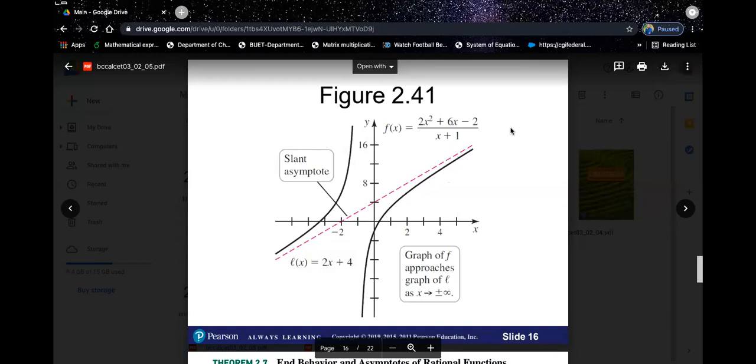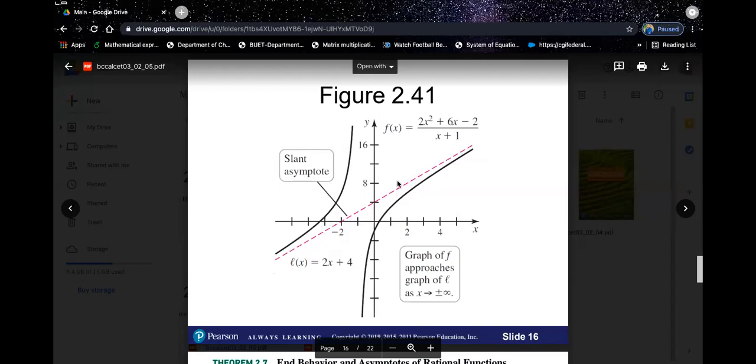When the degree of the numerator is greater than the degree of the denominator. I couldn't understand what he said. Would you please repeat it? When the degree of the numerator is greater than the degree of the denominator, that's a slant asymptote. Oh, you are saying the algebraic requirements for it. I understand. Yeah, but I'm trying to get the information graphically. I mean, why are they saying that this should be an asymptote?